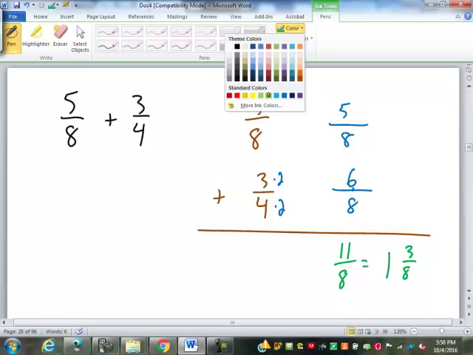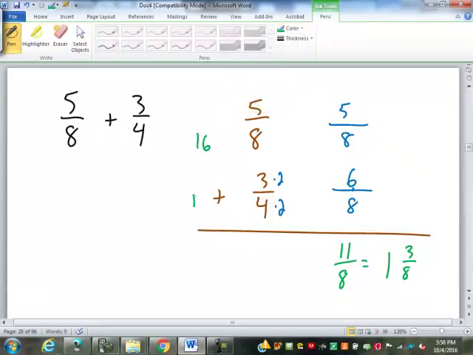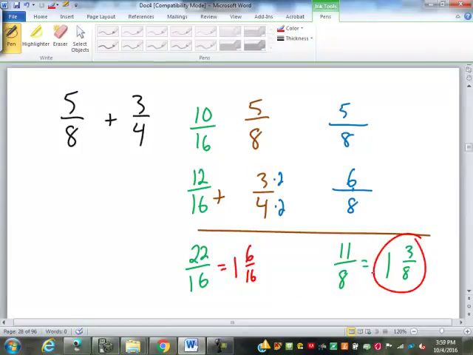If you had used 16, it would not be wrong. If you did 16, this would become 10/16. This would become 12/16. We would add to get 22/16, which would split into 1 6/16. The 6/16 reduces to 3/8, so it'd still be 1 3/8. It's just a little more work. If you don't have to find the least common denominator, it'll still work with a larger common denominator. First, you have to work with larger numbers, and then second, when you get done, you have to reduce. So you have to make sure you reduce the 6/16 to 3/8.